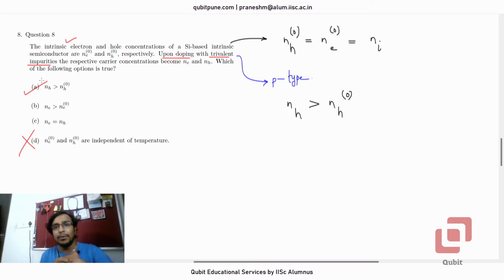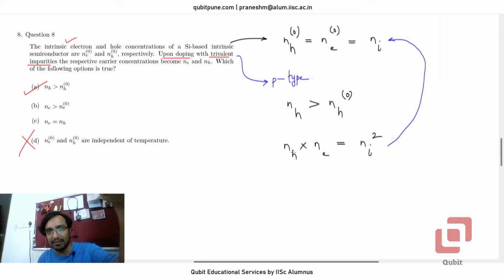But I would also like to remind you that there is another relationship. What is that? That is NH into Ne is equal to Ni squared. So that Ni is actually the same as this one. So if one of them is increased, NH is increased, then automatically Ne will actually proportionately decrease. Okay, so question 8, option E.